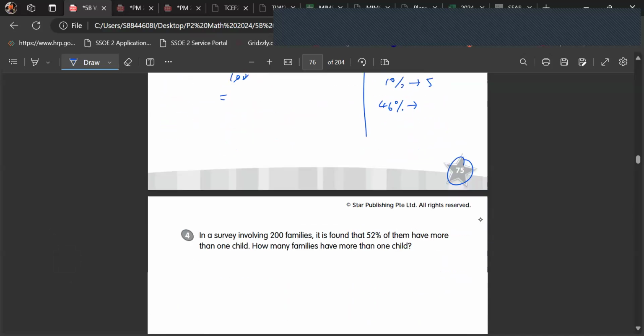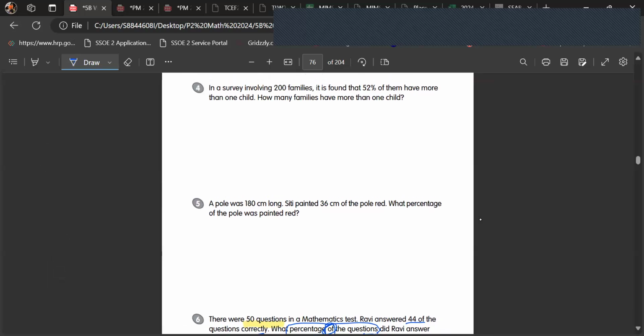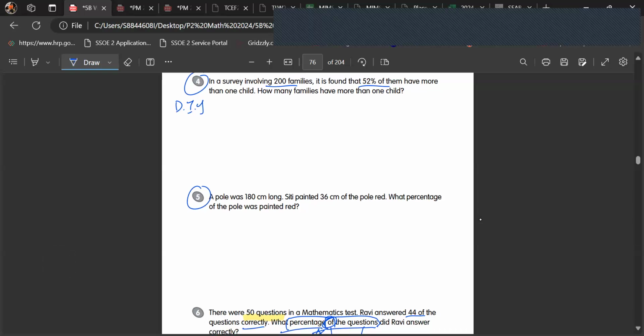Can I? Okay, moving on. Question 4 and 5. I think question 4 is doable, because of the friendly numbers. So this one, DIY as well. Let's go on to question 5 that Akhilesh was saying.